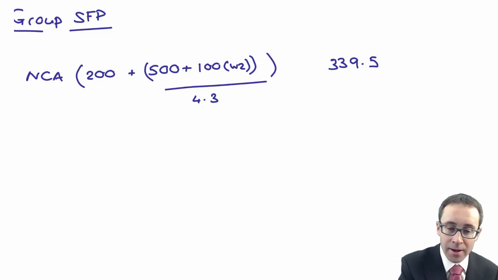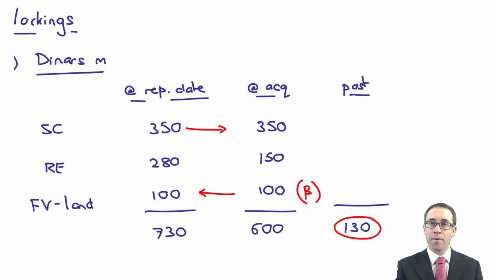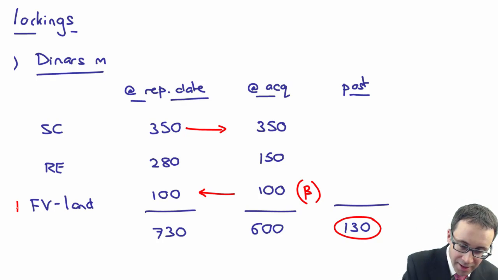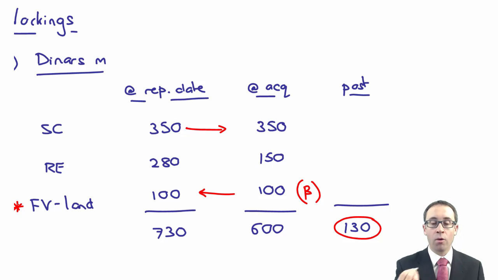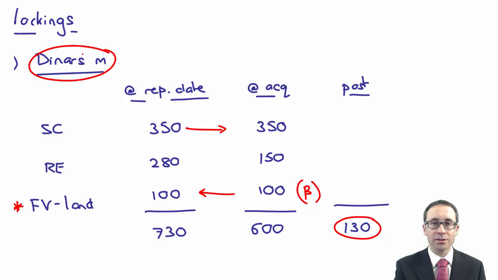Again, the key bit that most people forget is that fair value adjustment. If you can't remember it, always double check, go back to working number 2, see what adjustments you make, and make that necessary adjustment there. Here, that fair value of the land is 100, and I have translated it because it is there in dinars.